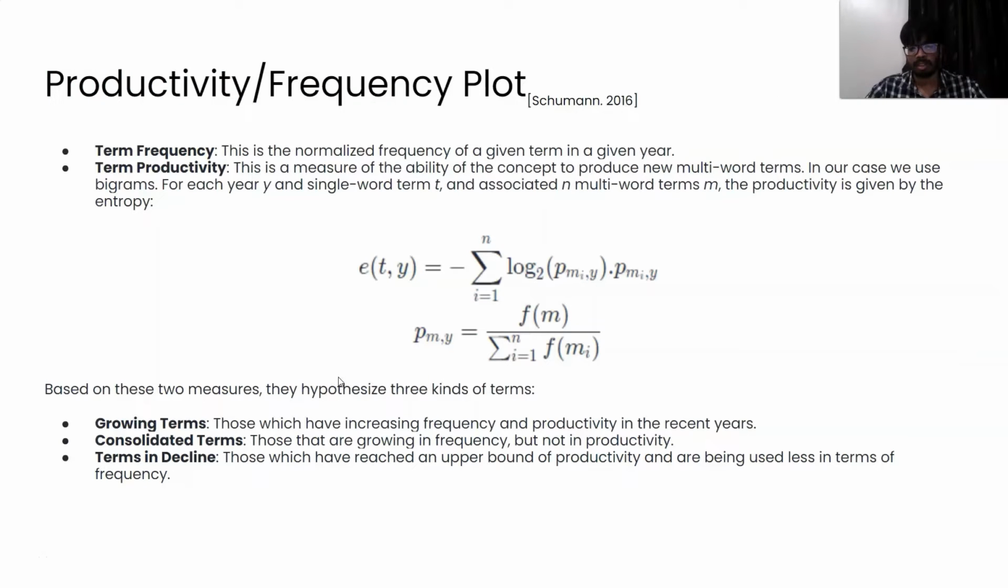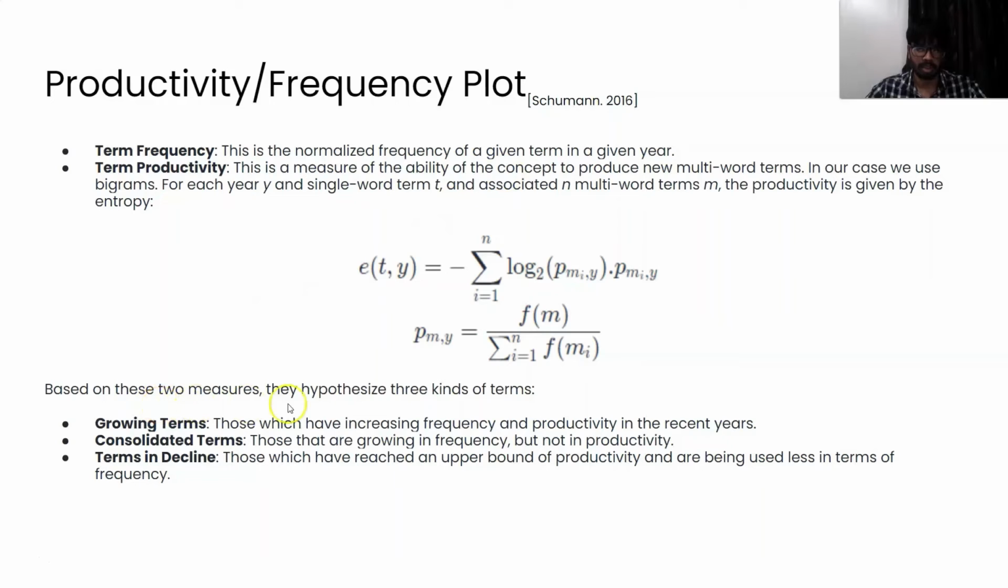Firstly, let's talk about the productivity plot. The purpose of this method is to classify terms into 3 categories that will describe if a term is growing, consolidated, or declining with respect to its time period. To do this, let's understand 2 important terms that are required to classify each point. The frequency is the number of times a term, unigram, bigram, or trigram has appeared in the corpus for that selected time period. Productivity is the other important term, which is a measure of the ability of a concept to produce new terms. It can be explained with this formula, this entropy, and this formula is explained further in the reference paper given for more details and intuitions.